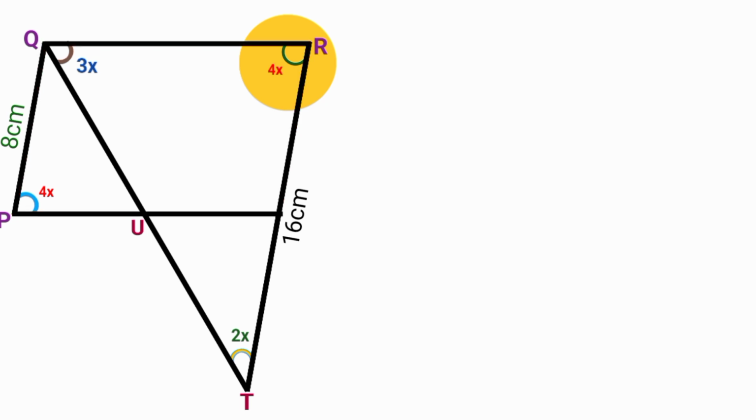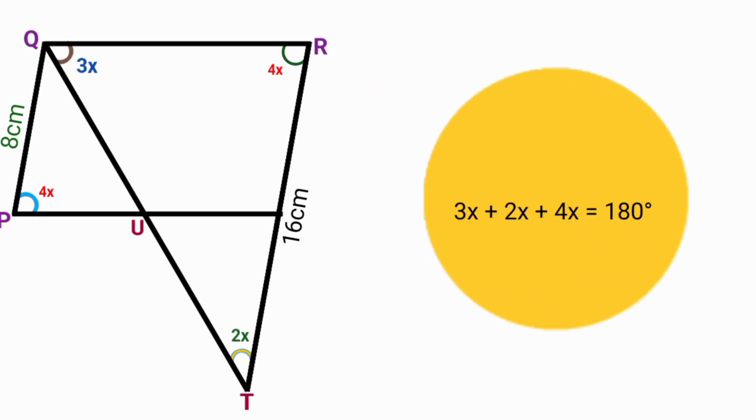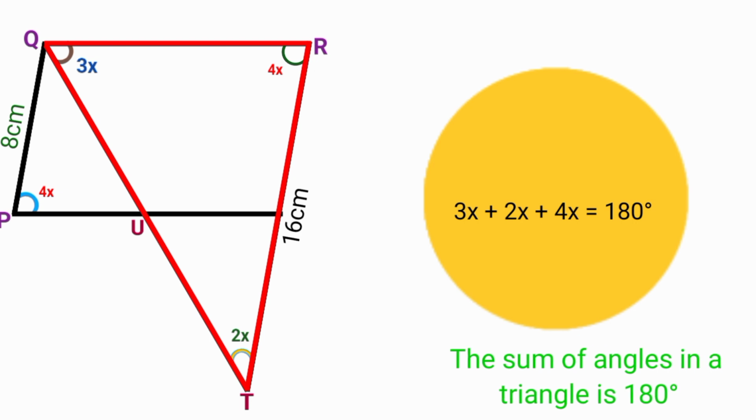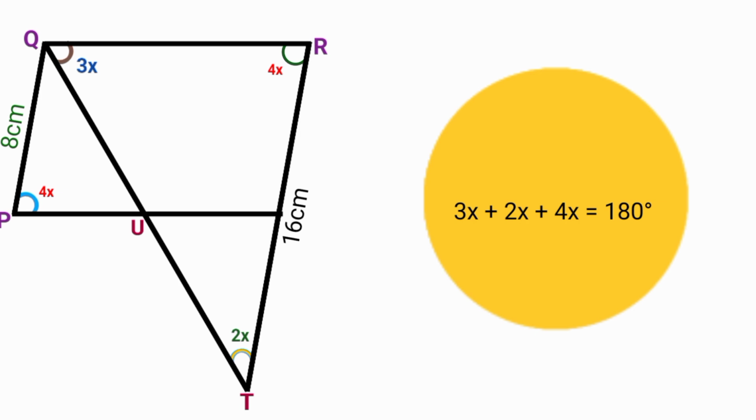So now, since this is 3x, this 2x, and this 4x, we can form an equation that 3x plus 2x plus 4x equal to 180 degrees, because the sum of angles in a triangle equals 180. Now 3x plus 2x plus 4x is 9x, so 9x equal to 180 degrees. Making x the subject of the formula, we divide both sides by 9. So here 9 cancels 9, and here 180 degrees divided by 9 is 20 degrees. So x equal to 20 degrees. So now we found x to be 20.